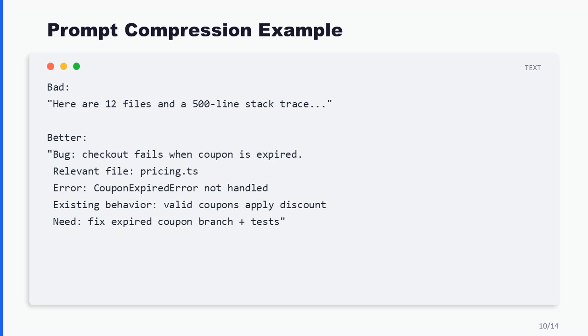Prompt compression does not mean removing important information, it means removing noise. Instead of dumping 12 files and a huge stack trace, send the relevant facts. What failed, which file matters, what behavior is expected, what is the exact error. This gives the model better signal and reduces input tokens. In many cases, a structured summary beats a giant raw paste.